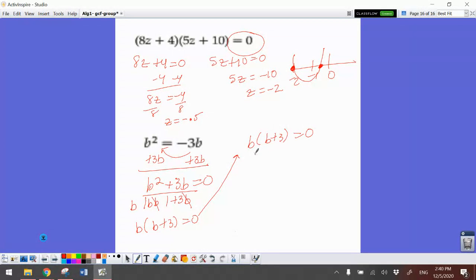Again, two equations. B plus 3 equals 0 and b equals 0. So this one's easy. B equals 0, that's going to be right in the middle. Minus 3, b is going to be negative 3. So 1, 2, 3. Here's negative 3. And again, there are my roots. And I've got a sketch of my parabola.